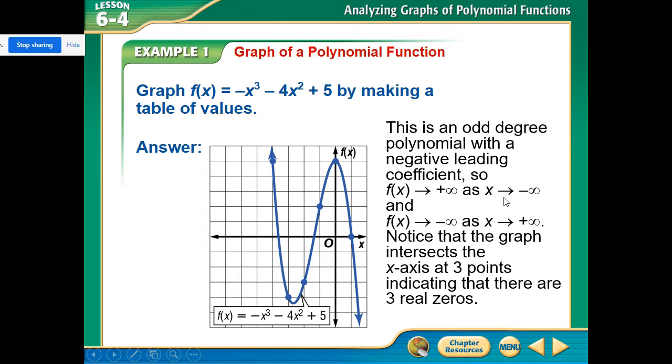All right, so we talked about end behavior. So as x is going to the left, what do we know about the graph? It's going up, so we write a positive infinity. As x is going to the right, it's going down, so negative infinity. And again, 3 zeros, as we kind of talked about.